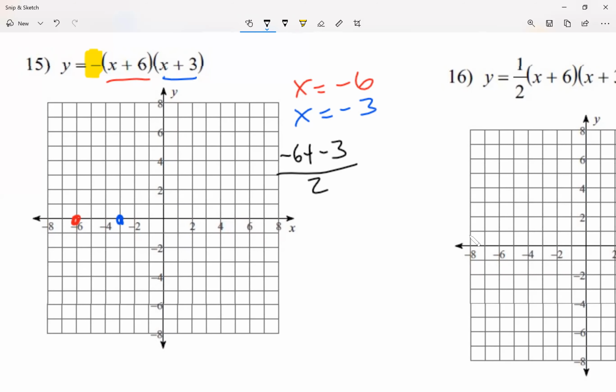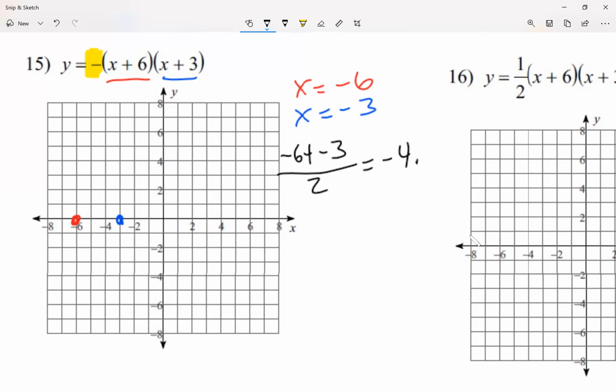-9 divided by 2 is -4.5. Okay, we can deal with negatives. So -4.5, that's the x value of the vertex. Now to find the y value, I'm going to use the -4.5 in each parentheses.